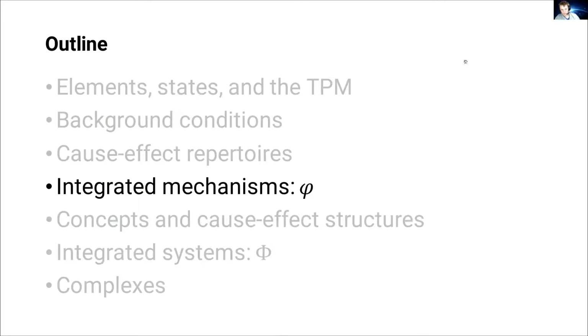So that's cause and effect repertoires. If you have any questions about cause and effect repertoires, you can ask now. Otherwise, we'll go into integrated mechanisms. So how do we actually use these cause and effect repertoires to calculate integrated information? Is there any question? Otherwise, we'll go.